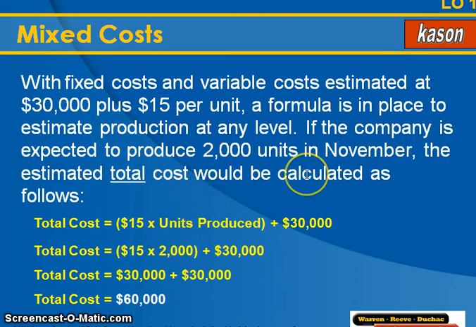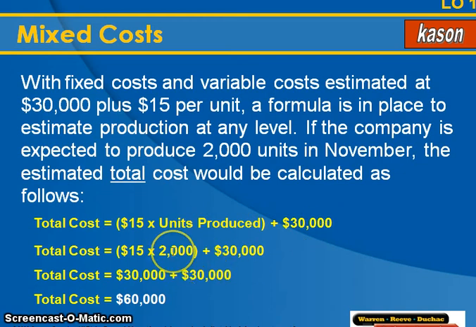Well, can we estimate what the total cost will be for that month? Well, yeah, you can, because we know the formula. We know total cost is equal to $15 per unit times the number of units, plus the fixed cost, which doesn't change based on the number of units you're producing.